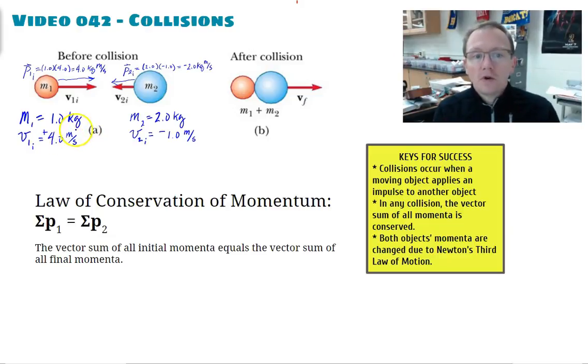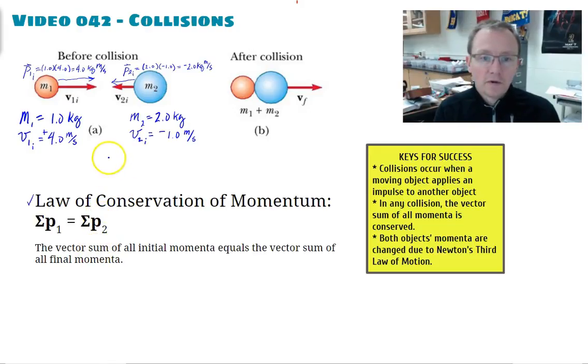Okay. So when they collide, these two objects happen to be really, really sticky. So when they collide, they stick together and then move off together based on the rules that govern collisions. And what are the rules that govern collisions? Well, the first one is this law of conservation of momentum right here. And that says that if you add up all of the vectors at the beginning for momentum, the sum of those vectors must be equal to the sum of all the vectors for momentum at the end.